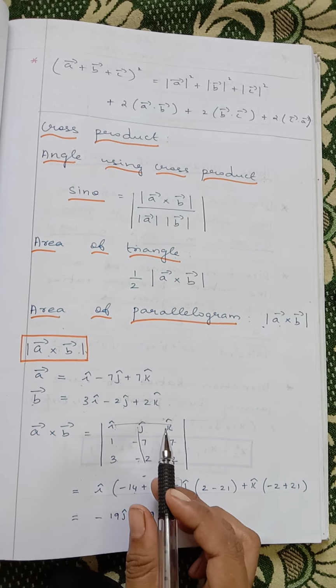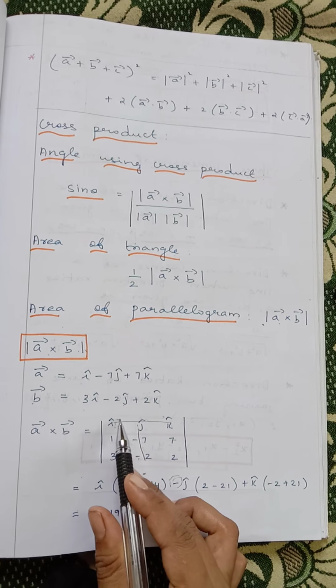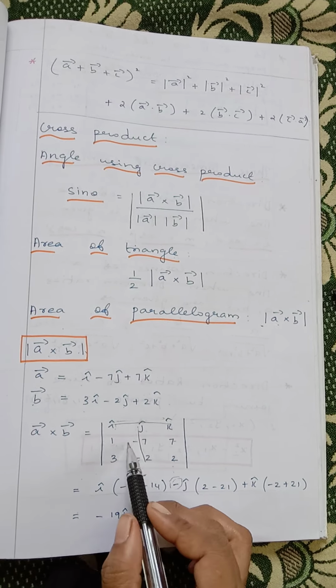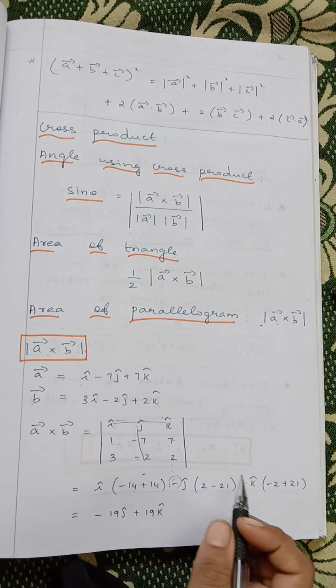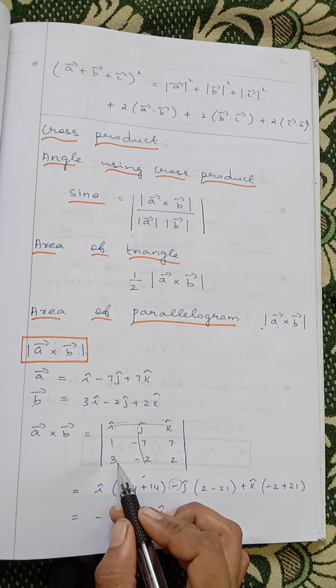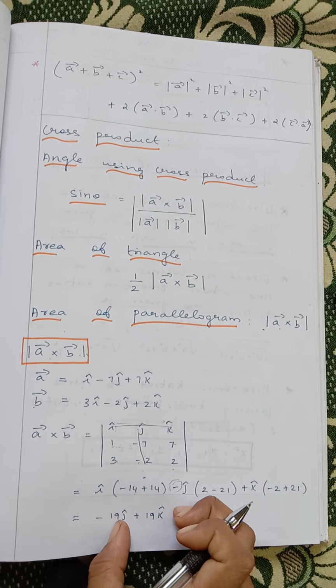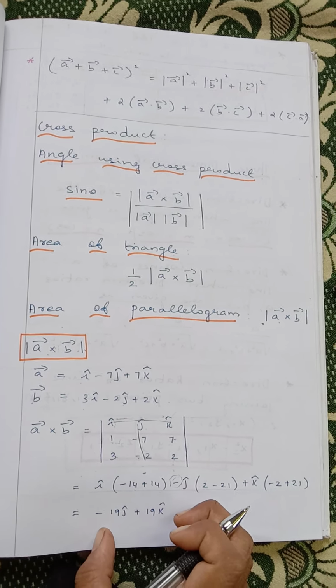If I go for the next one, it is k. Cover this row and column. You will have 1 into minus 2 is minus 2. Minus of minus 21, so plus 21. So you can simplify and write this. Then if you want, you can find the magnitude also.